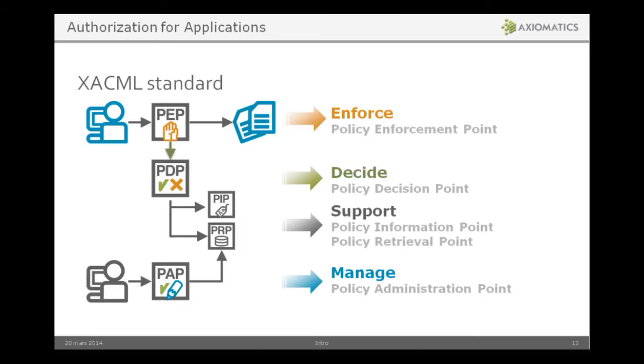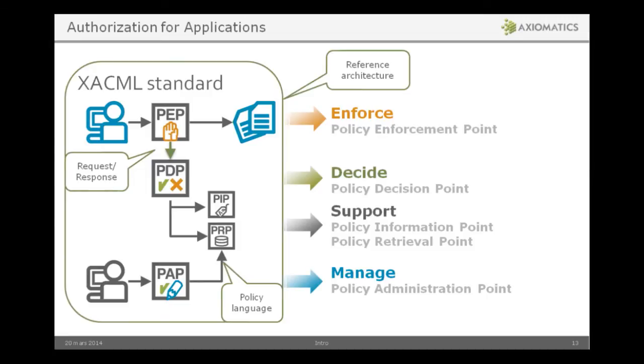Now, when we talk about the standard, we talk about a standard that defines three things. First of all, it's the request-response protocol. That's one part of the standard. Secondly, it's the policy language. That's another part of the standard. Thirdly, the reference architecture as such is also part of the standard. And everything we do at Axiomatics has its basis in this standard.